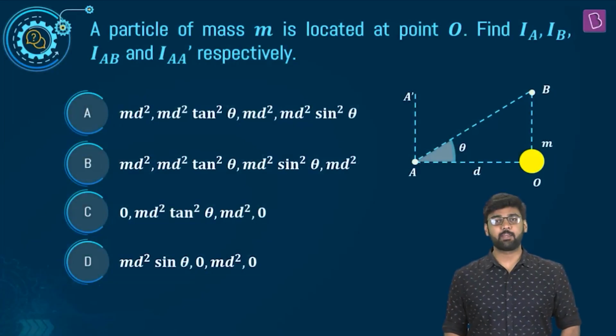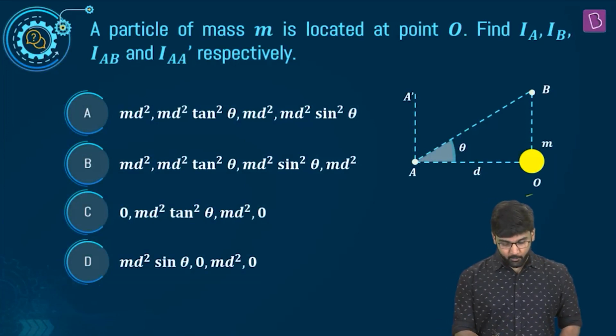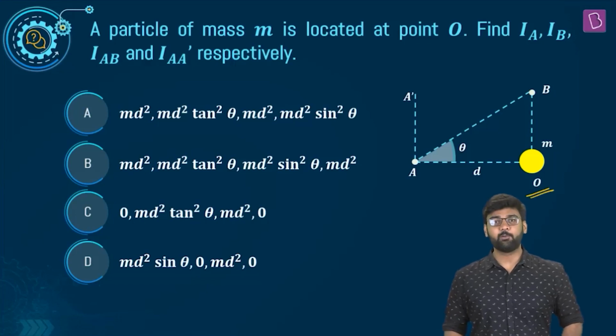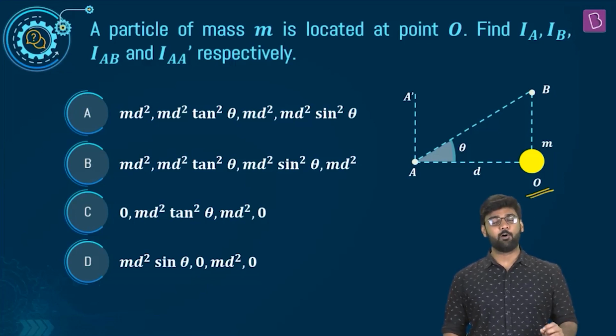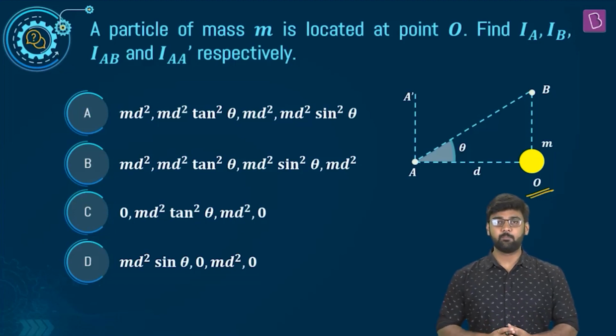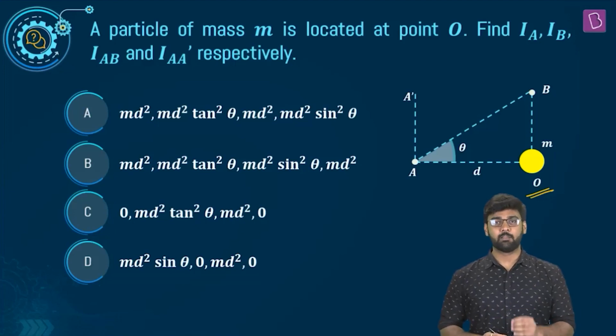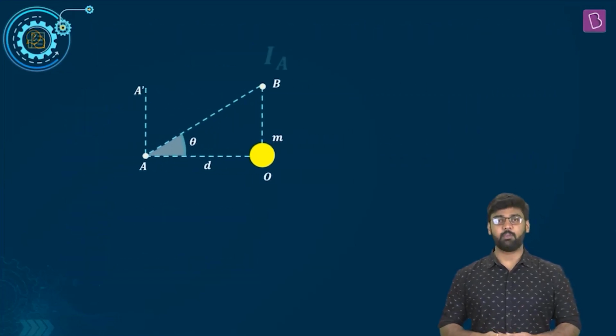So let's see this next question on moment of inertia. In this diagram, you can see we have a mass m which is situated at point O. And we need to find the moment of inertia of this mass about four different axes. First is the axis passing through A, then the axis passing through B, then the axis AB, and the fourth axis AA dash. So let's start with the axis passing through A.